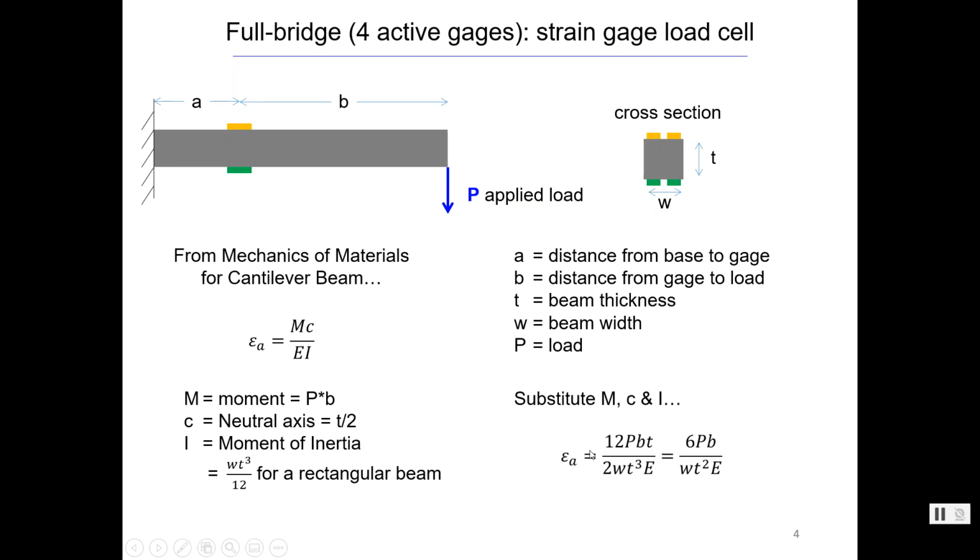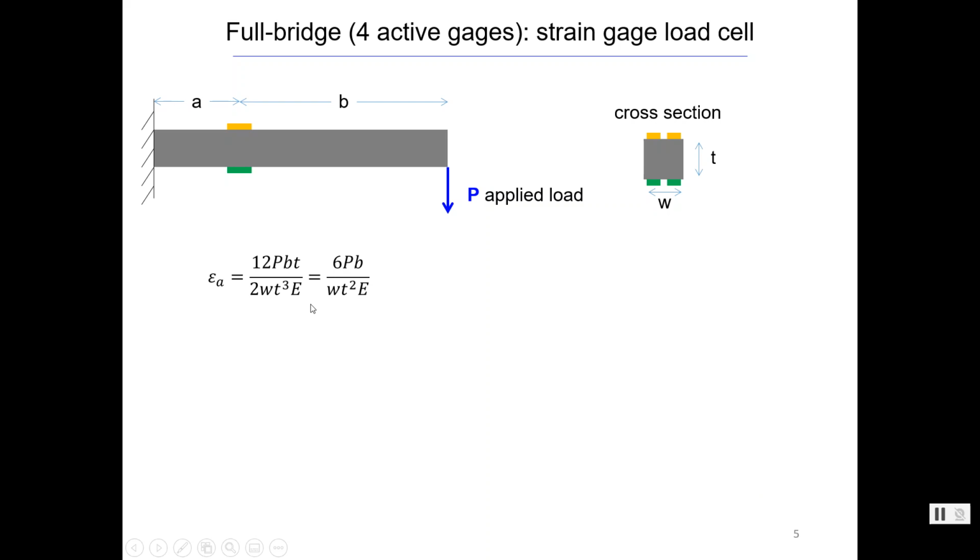So we're going to substitute the M, C, and I into this equation. So we do that here, and then we can simplify it down to this. We're going to take this on the next slide. We have this up here. And the next thing that we need to do is to incorporate that equation for the full bridge, for 4 active gauges that are balanced to begin with. They all have the same nominal resistance.